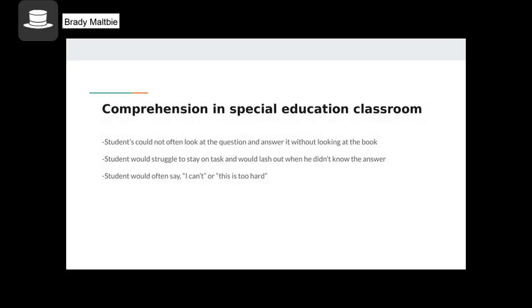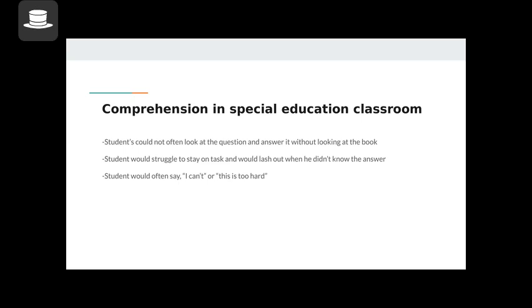As far as comprehension in the special education classroom, students could not look at the question and answer it without looking at the book. Students would struggle to stay on task and would lash out when they didn't know how to answer, and students would often say, I can't, or this is too hard.